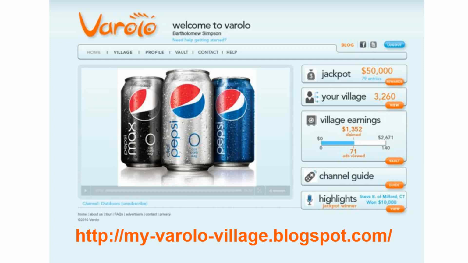You can look at your village. This includes all the people that you've invited to Varolo and the people that they've invited and their friends, up to 4 degrees of separation. You can earn money every time one of those people watches an ad, and that is called your village earnings. As those users watch ads, your village earnings increase throughout the week. In this example, you can see that the total village earnings for this week is $2,671.